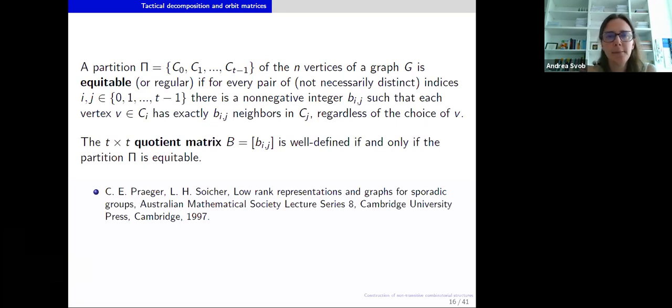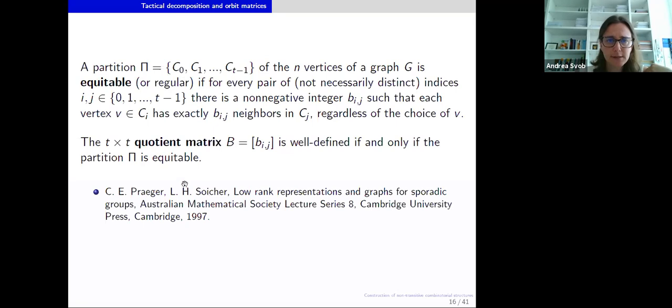Okay, so if we can make this type of partition of a graph, this partition will be called an equitable partition. The t times t matrix with entries bij will be called a quotient matrix. And it is well defined if and only if the partition of the vertices C0 up to Ct minus 1 is equitable.